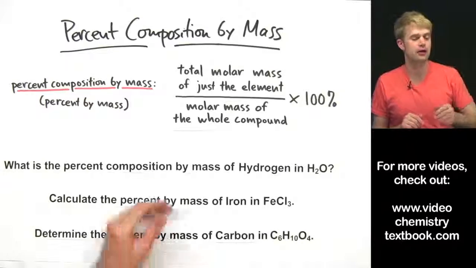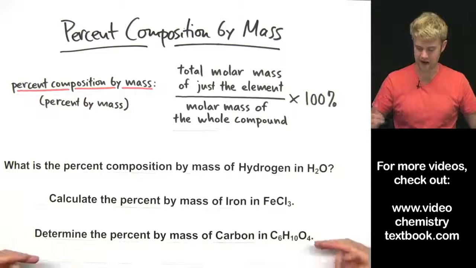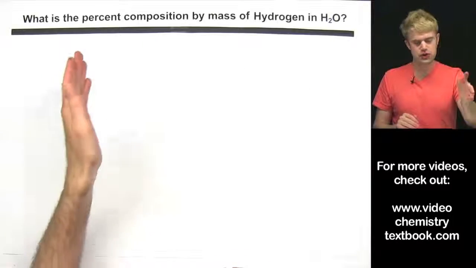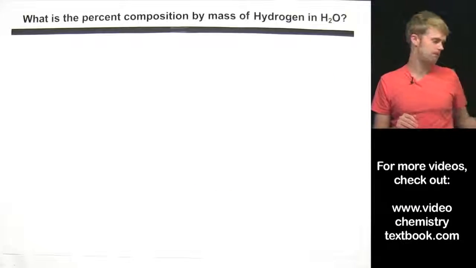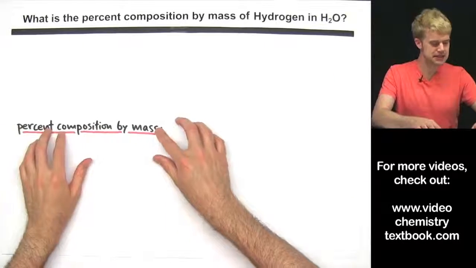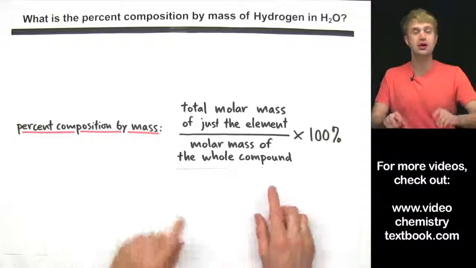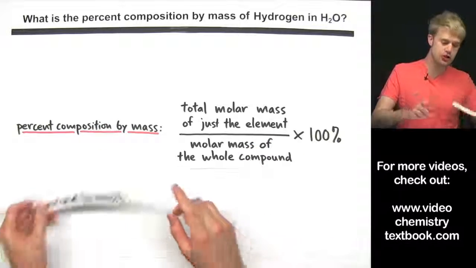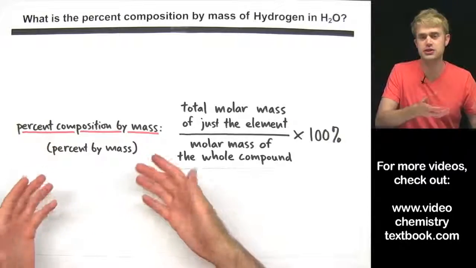Here we're going to learn how to calculate percent composition by mass, and we'll work through these practice problems. What is the percent composition by mass of hydrogen in H2O? To start solving this, let's take a look at the formula that tells us how to calculate percent composition by mass. And just so you know, sometimes percent composition by mass is referred to only as percent by mass.